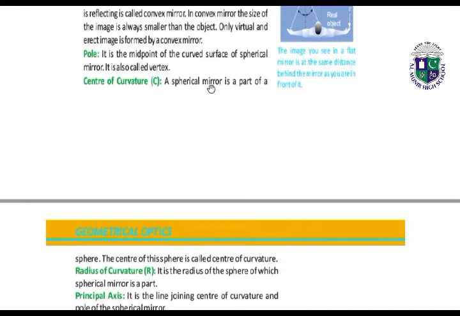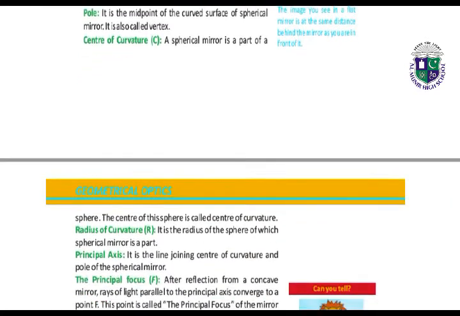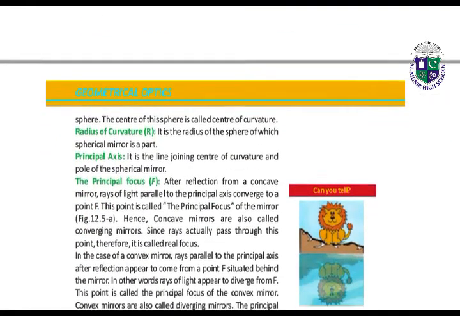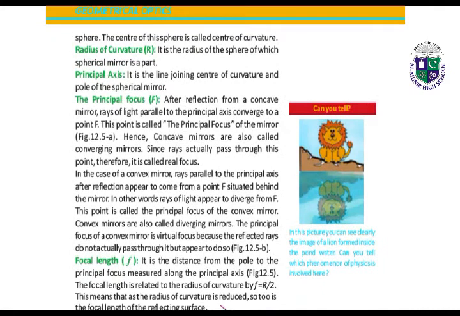Center of curvature: a spherical mirror is a part of a sphere. The center of this sphere is called the center of curvature. Radius of curvature: it is the radius of the sphere of which the spherical mirror is a part. So it is the radius of the sphere.